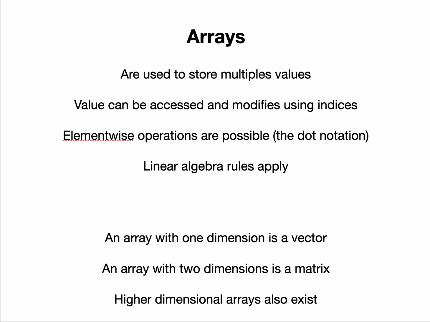So to summarize, arrays are very useful. They're used to store multiple values. So you can store 2D fields, 3D fields, or even more complex data. You can access and modify values using indices. Element-wise operations are possible, but you have to be careful with the dot notation. And the rules of linear algebra apply to arrays, so one should also be careful when you multiply arrays. So the arrays can be 1 dimension, 2 dimensions, and actually any number of dimensions.